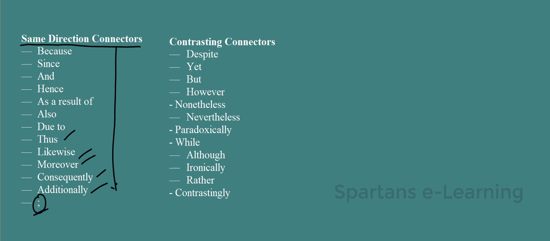We'll have a separate lecture on punctuation as well, where I will discuss how each punctuation mark conveys a different meaning. Then you will understand the purpose of these symbols, right? Now the contrasting connectors: despite, but, however, nonetheless, nevertheless, paradoxically, while, although, ironically, rather, contrastingly. When you see these contrasting connectors, they will actually reverse the meaning conveyed by the keywords.